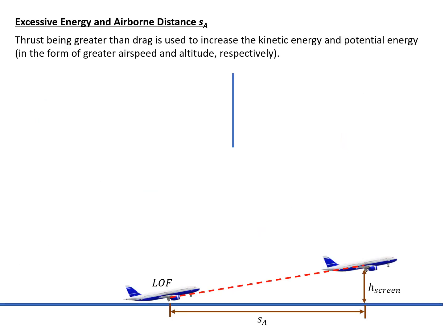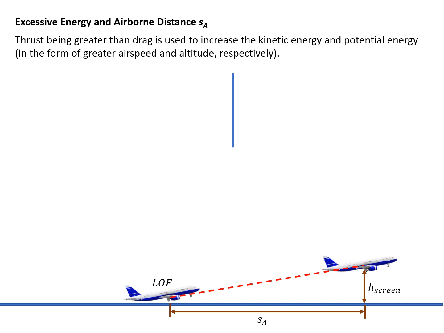In the previous slide, we determined the excessive power and the weight specific excessive power. Now we will define the excessive energy and learn how to estimate the airborne distance SA, which is the objective of this mini lecture. If we move our eyes to the bottom of the slide, we can see the aircraft is lifting off from the liftoff point until the screen height. SA is the airborne distance.